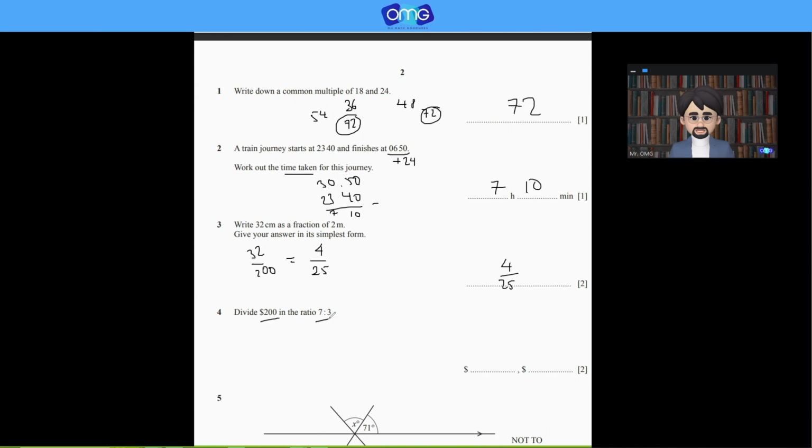Divide this in the ratio 7 to 3. The total here is 10 units. If we want to divide, 200 equals 10 units, so 1 unit is 20. So 7 units is 140, 3 units is $60. And that's the answer.